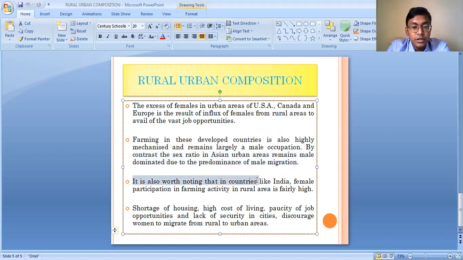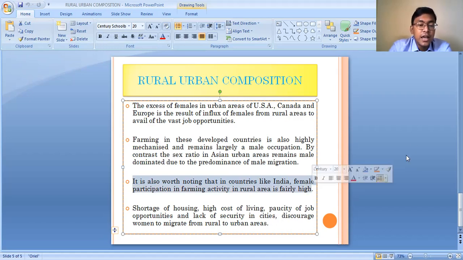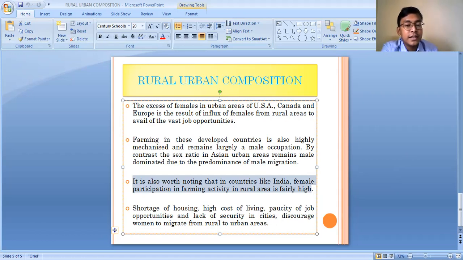It is also worth noticing that in countries like India, female participation in farming activity in rural areas is fairly high. In our country, more females are engaged in the agricultural sector, and this is why more females can be found in the rural areas of our country. Because the males, in order to earn some extra money, migrate to the urban areas. So the females are mainly engaged in carrying out the agricultural activity.